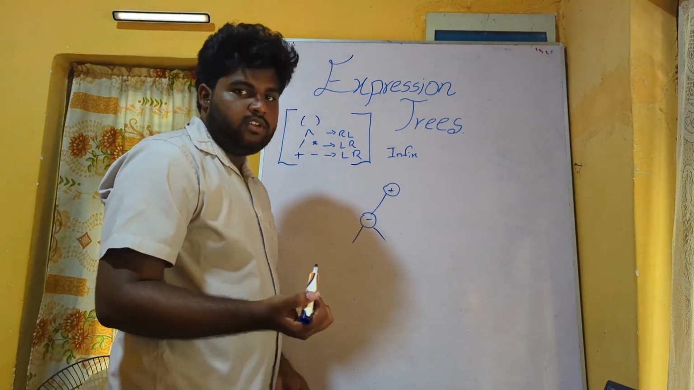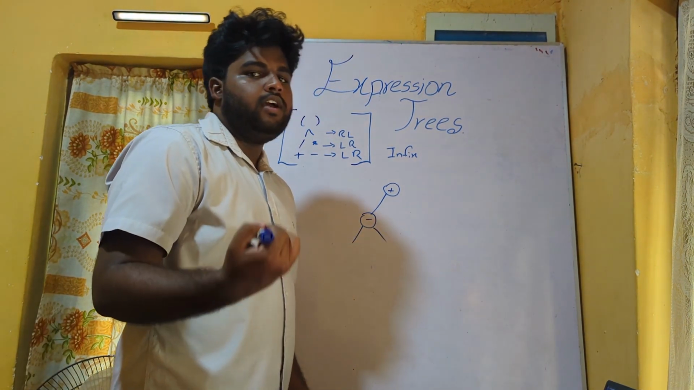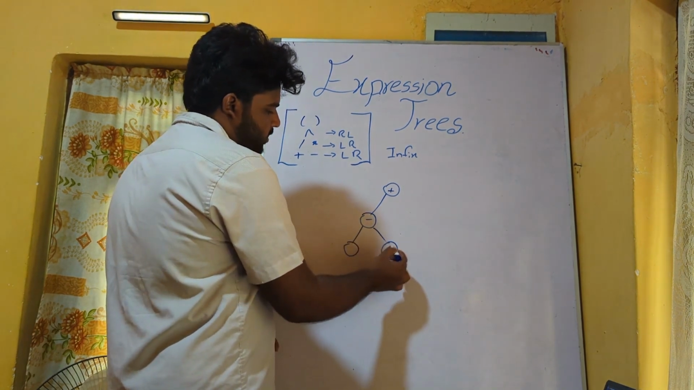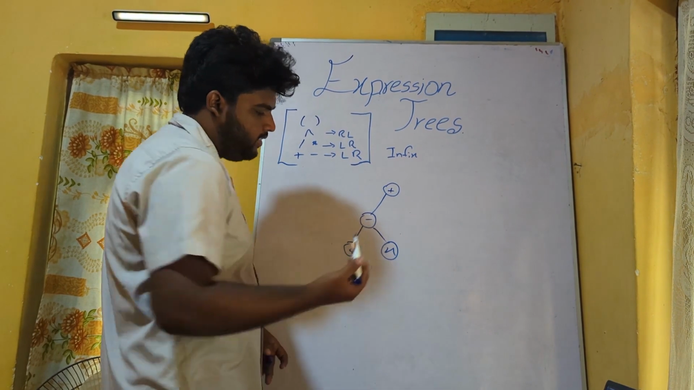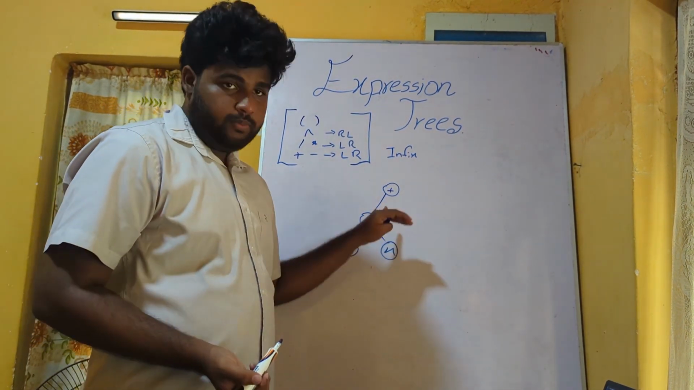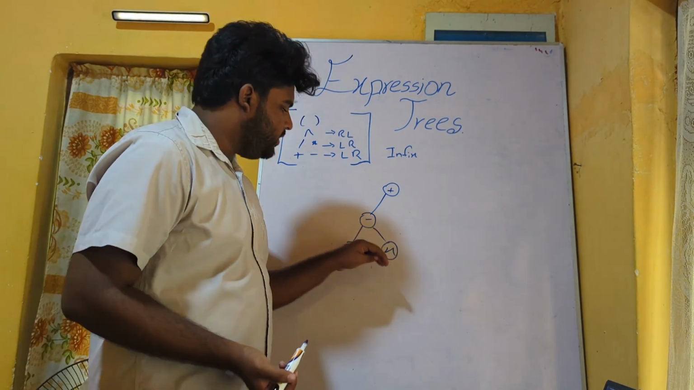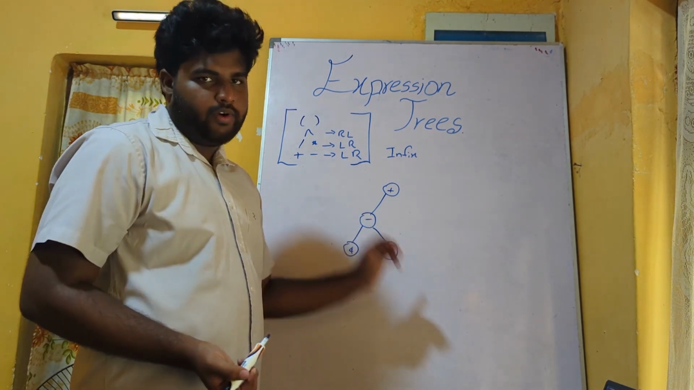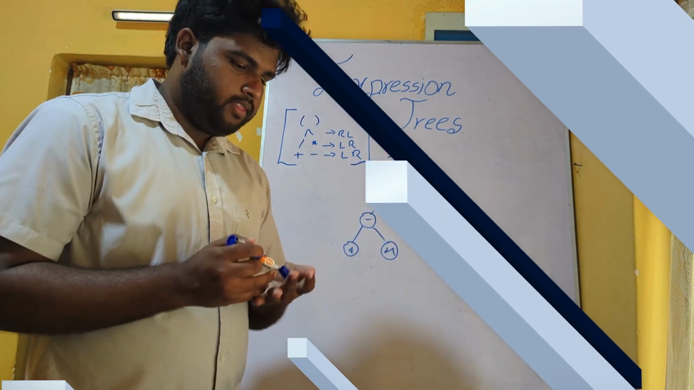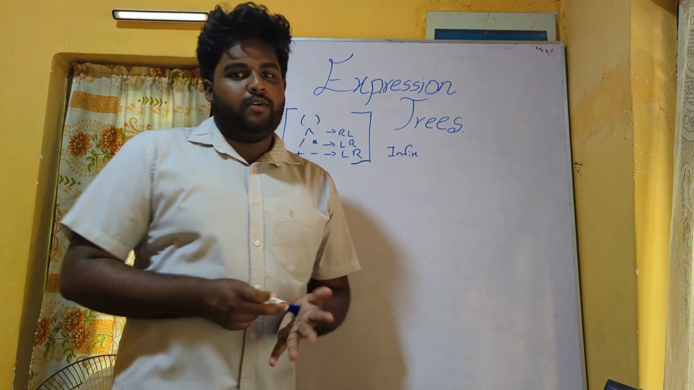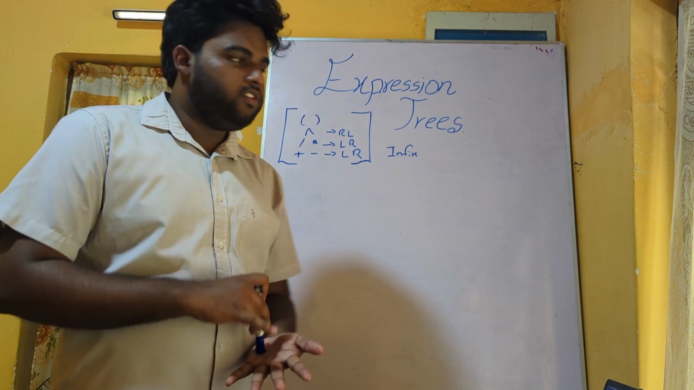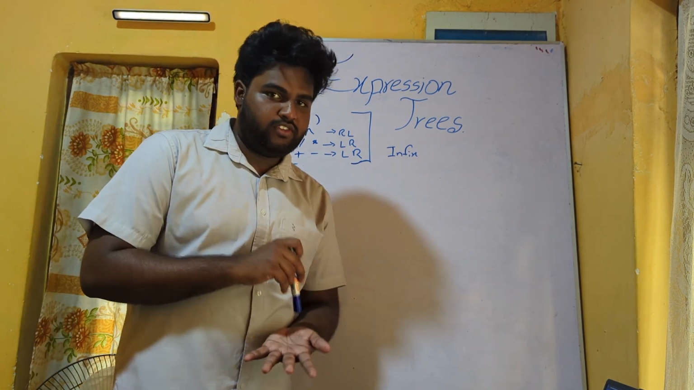And the leaf nodes, which means the nodes that do not have children, must be values like this. So in these parent nodes there cannot be any values, and in the leaf nodes there cannot be operators. That is the basic rule of expression trees. So since we have an idea about infix, postfix and prefix expressions, let's go back to building an expression tree.